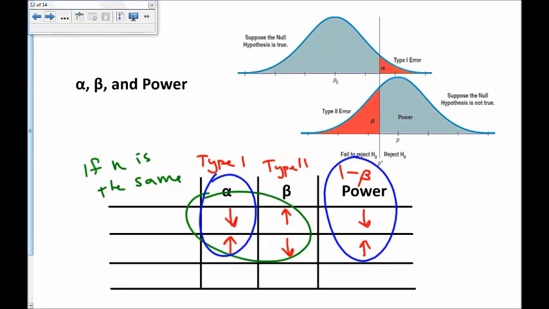Now what happens if you change the sample size? The most common thing is if you increase the sample size, if you collect more data, you will decrease your chance of making a type 1 error because you have more data. You will decrease the chance of making a type 2 error because you have more data. And because beta and power are inversely related, you will then increase your power. So increasing your sample size, getting more data, will lower your chances of making errors and increase the power of your test. All those are good things.